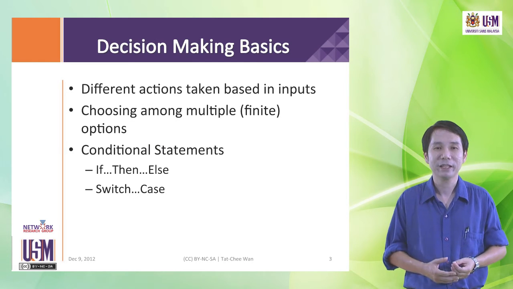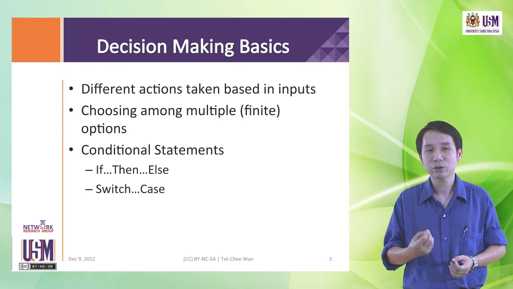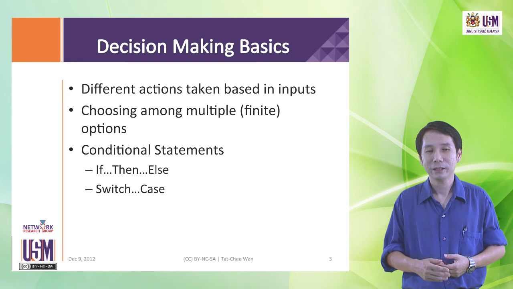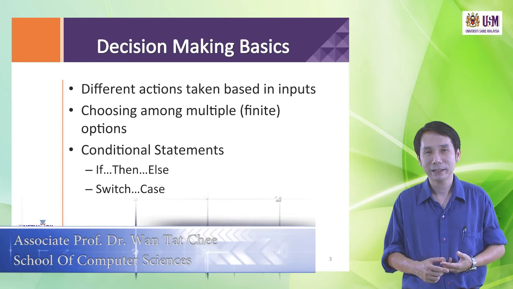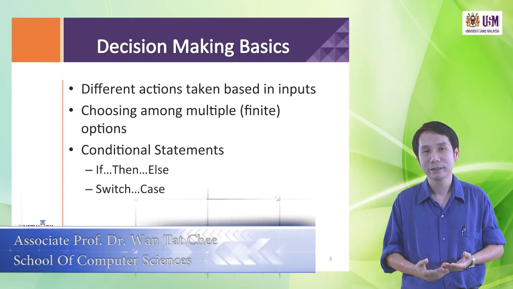What is decision making? Decision making involves taking different actions based on inputs that have been received by the robot. Now, this chooses among multiple but finite options. And typically we use such things as conditional statements like if, then, else, and switch and case statements.